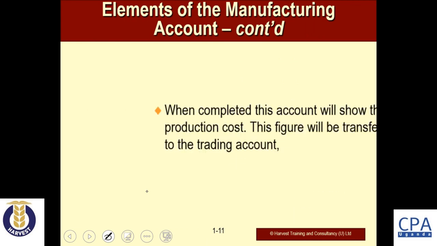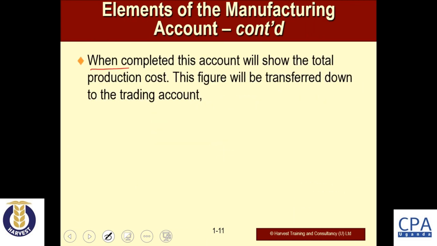All right, so we continue by saying that when completed, the manufacturing account will show the total production cost. So this figure will be transferred down to what we call the trading account. And of course, as we have seen in the previous slide, the trading account is part of the income statement of the manufacturing concern. So the figure that we are going to get here is then transferred down to the trading account, and then of course we shall see how the trading account looks like.